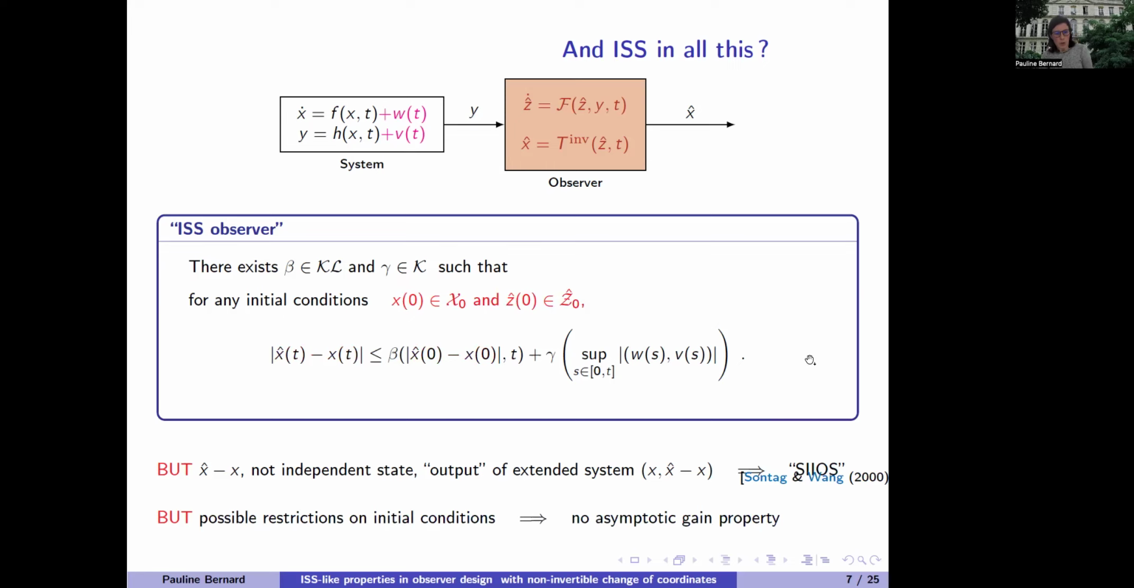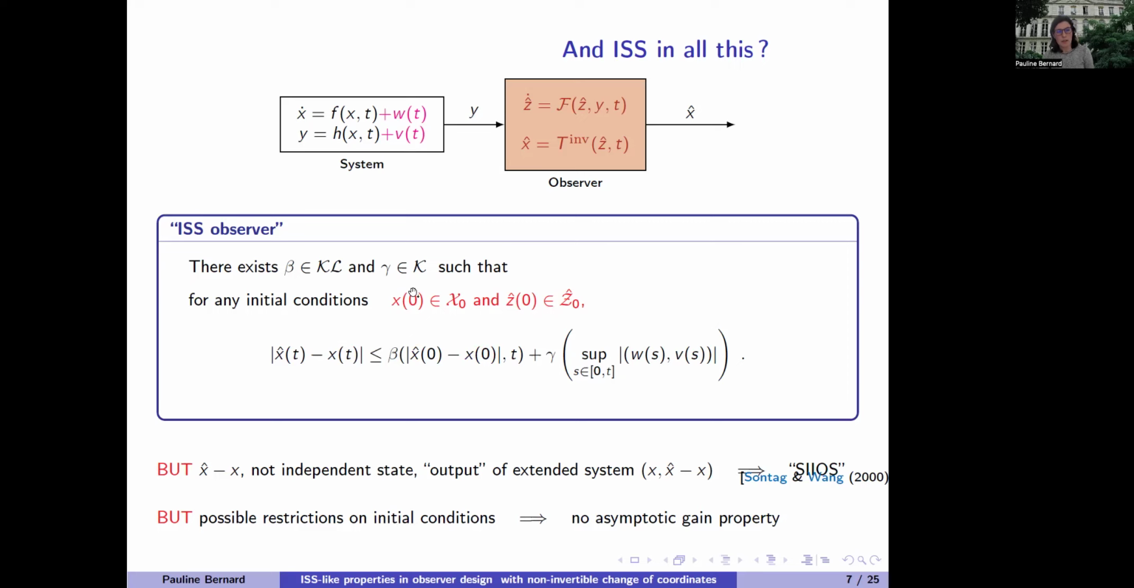But more importantly, I will try to show you in this presentation that in observer design, and especially when you change coordinates, in order to have this kind of property, you are forced to restrict the sets in which you take the initial conditions. Not in a local way, okay? This may be as large as needed, and the estimation error is not necessarily small at the beginning, but still it should be in some manifold here.